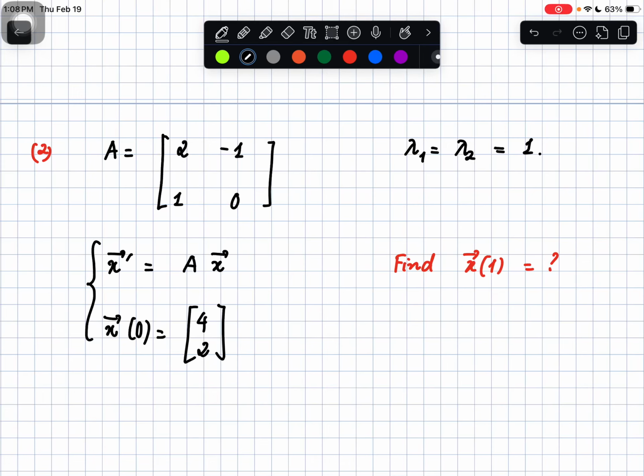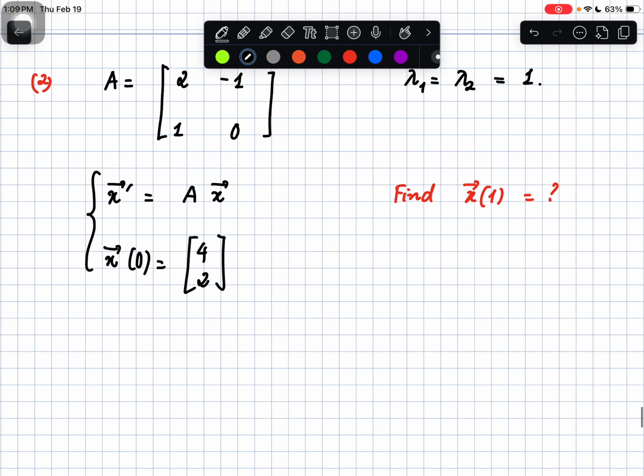We are given this matrix A, and we know that A has eigenvalues lambda 1 equal to lambda 2 equal to 1. And we consider the initial value problem x prime equal to A times x, x at 0 equal to (4, 2). We need to find x at 1. So we first need to solve for x(t), the solution of this problem, and then you plug in t equal to 1, you get x of 1.